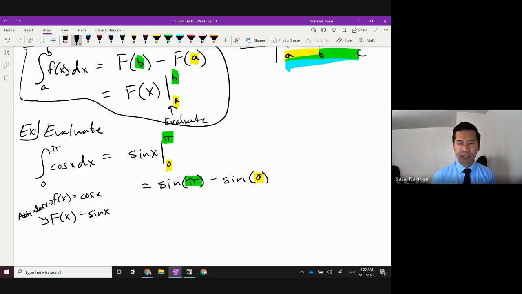I'll try to get you guys something that will help you practice this, because you do need to know this. This is just pi, by the way. You should know what sine of pi is, right? Sine of pi is just equal to 0. Sine of 0 is just equal to 0. So 0 minus 0, my answer for this is just 0.